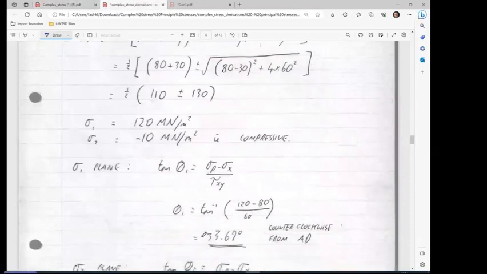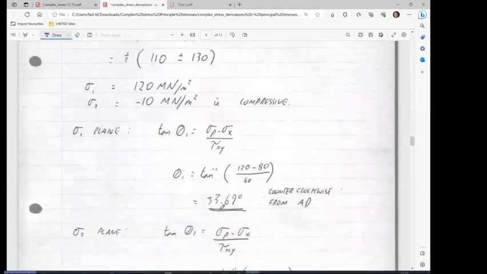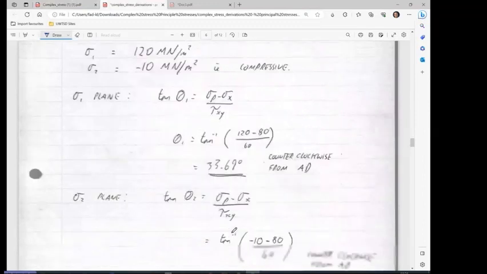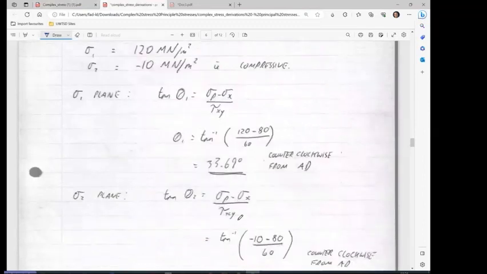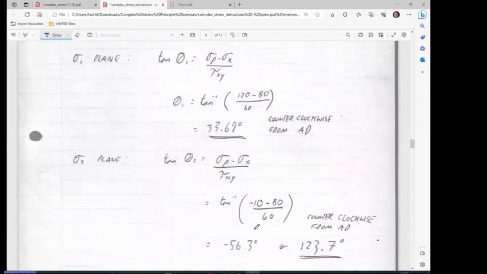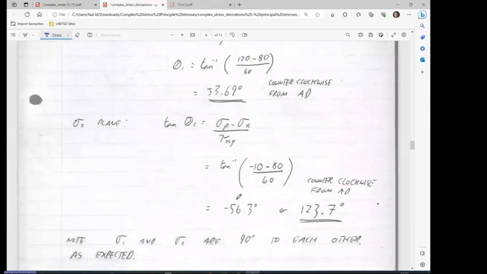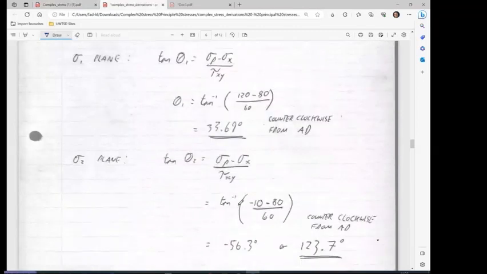Maximum stress occurs at 33.69 from the vertical. Remember, that's how we defined where theta was created. It was from the vertical plane. And in order to get the position of the minimum principal stress, we're going to take the minimum principal stress, which we've just calculated, as minus 10. So we're going to put in minus 10 minus sigma x, minus 80, divided by 60, tan to the minus 1 of that, which gives me minus 56.3 degrees.